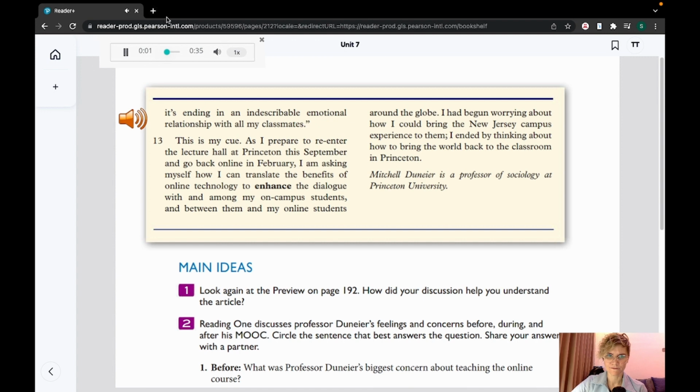This is my cue. As I prepare to re-enter the lecture hall at Princeton this September and go back online in February, I am asking myself how I can translate the benefits of online technology to enhance the dialogue with and among my on-campus students and between them and my online students around the globe. I had begun worrying about how I could bring the New Jersey campus experience to them. I ended by thinking about how to bring the world back to the classroom in Princeton.